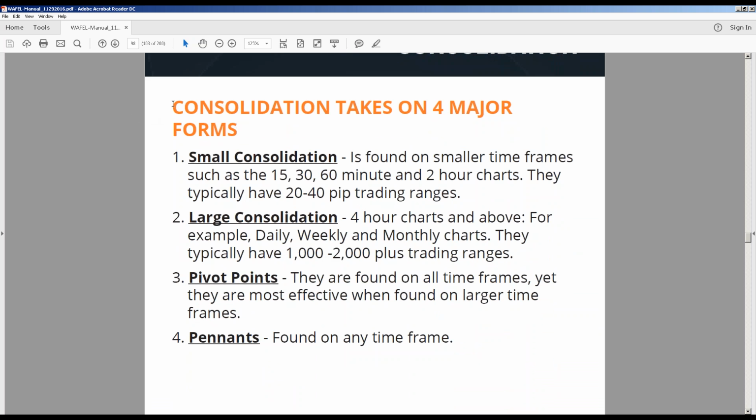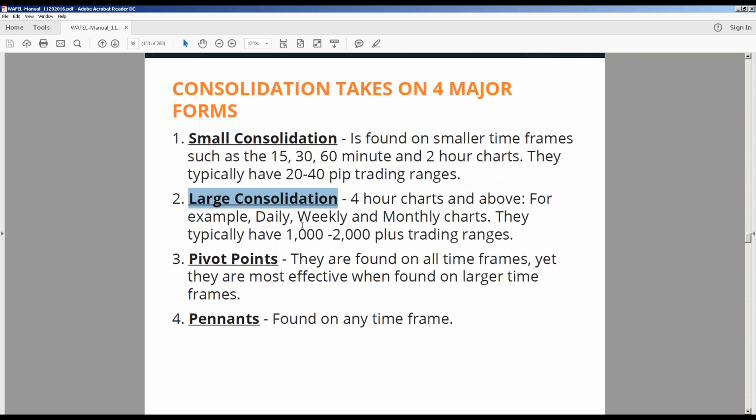Now consolidation takes on four major forms. First of all, small consolidation. This is found on smaller time frames, such as the 15, 30, 60-minute and 2-hour charts. And they typically have a 20 to 40 pip trading range. Then you have large consolidation. This is usually found on 4-hour charts and above. For example, daily, weekly, and in a monthly chart. And they typically have 1,000 to 2,000 plus trading ranges.